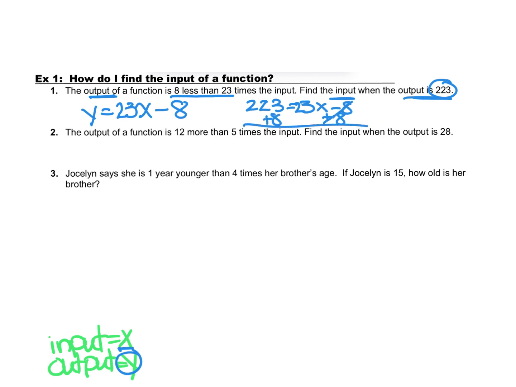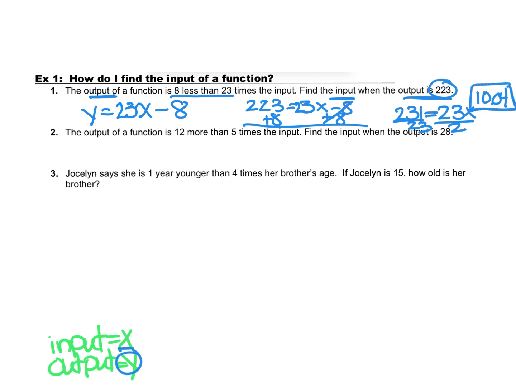So we're just going to continue to solve. We don't have much room here, do we? So 223 plus, all right, so we're going to get 231 is equal to 23x. So then we're just going to divide by 23 at the end. And we end up with a decimal, and it's 10.04. We're just going to round it to the nearest hundredth.